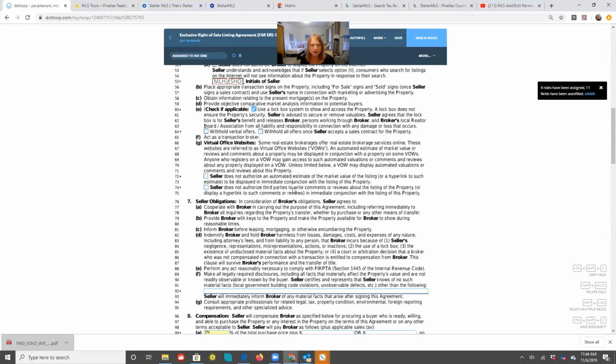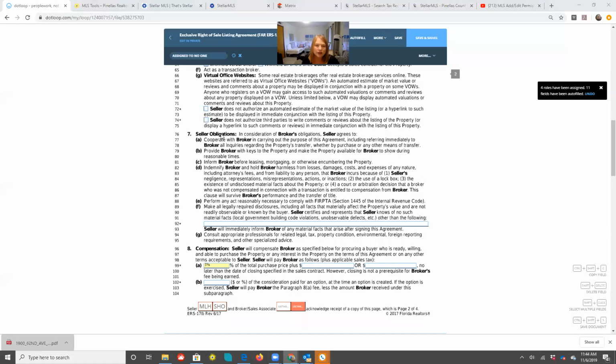That's just me. The seller's obligation. This says the seller's obligation is to cooperate, inform the broker of anything that's going on, provide keys to the property, and make it available for showing during reasonable times. They must comply with FIRPTA, and they must disclose known material defects.